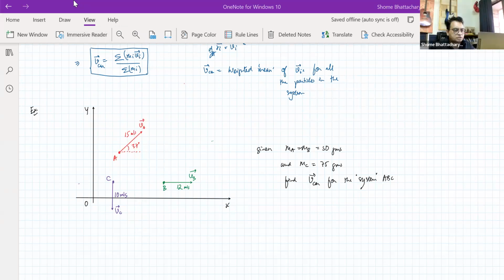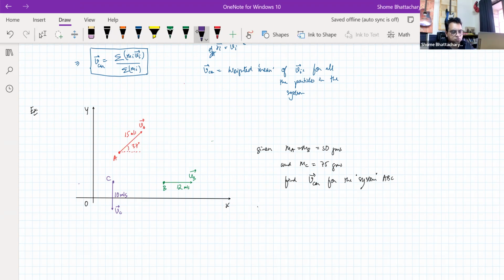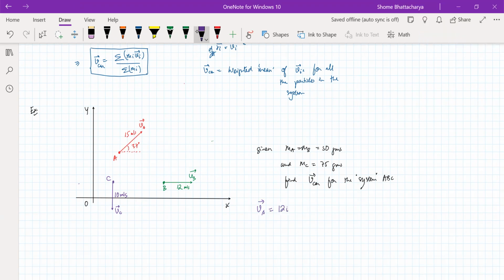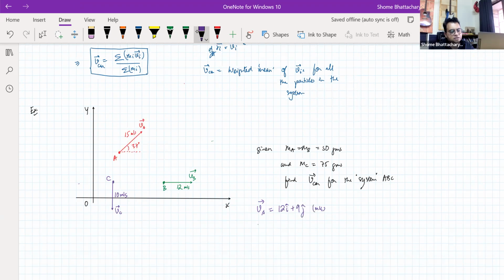Okay, so let's take a look at the answer here. So we are going to first resolve these velocities into component form. Actually, only A's velocity we have to resolve. So A's velocity is 12 i cap plus 9 j cap, in meters per second. B's velocity is 12 i cap. And C's velocity is minus 10 j cap.